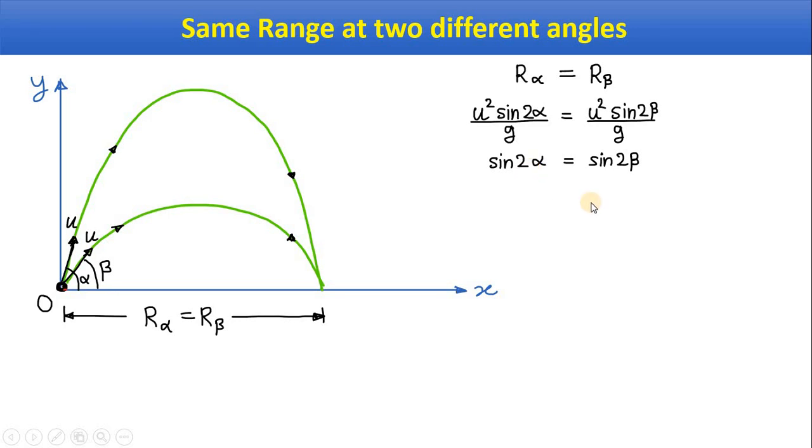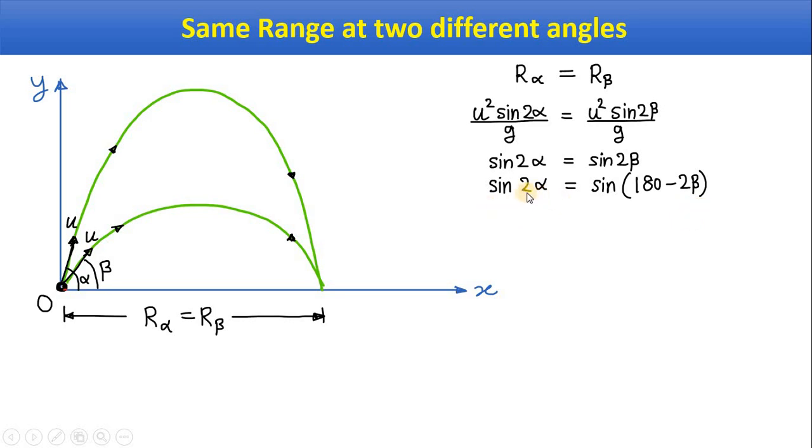Now, of course, one of the solutions of this trigonometric equation is that alpha is equal to beta. But we don't want that. We want the solution to be different. So what we do here, we apply an important formula. You see, sine 2 beta can be written as sine of 180 minus 2 beta. Please refer to your trigonometry textbook. You will find that sine of 180 minus theta is equal to sine theta. So sine of 180 minus 2 beta is also equal to sine 2 beta. So we are just replacing one of them. Sine 2 beta is sine of 180 minus 2 beta.